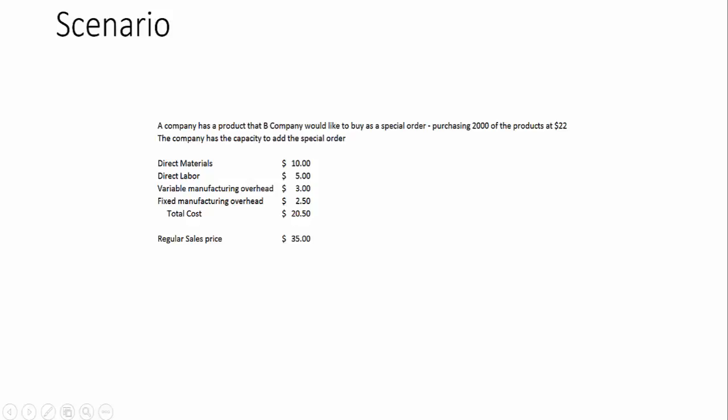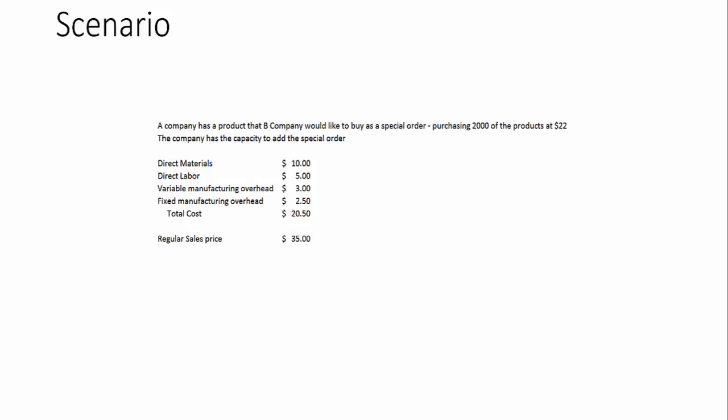Now, A Company has the capacity to add this special order, so they are not necessarily using all of the capacity of the equipment to produce for the month. Given we have direct materials of $10, direct labor of $5, variable manufacturing overhead of $3, and fixed manufacturing overhead of $2.50, for a total cost of $20.50, and the regular sales price is $35.